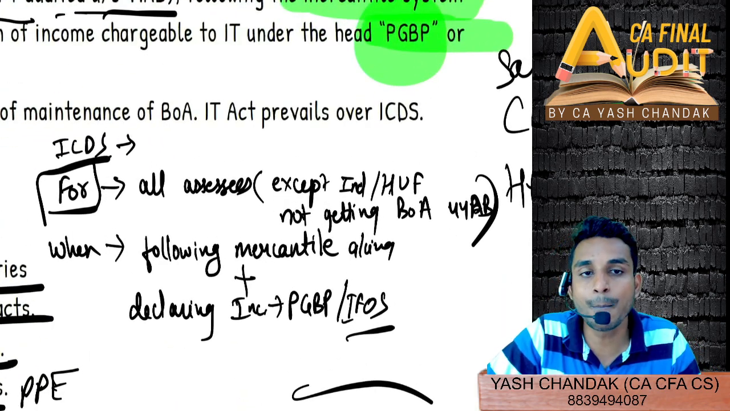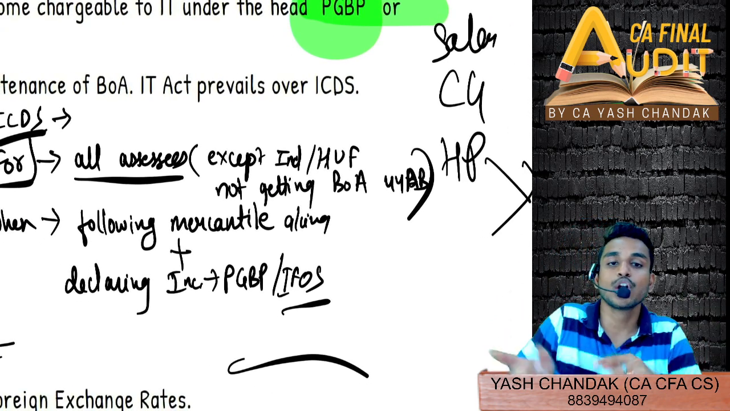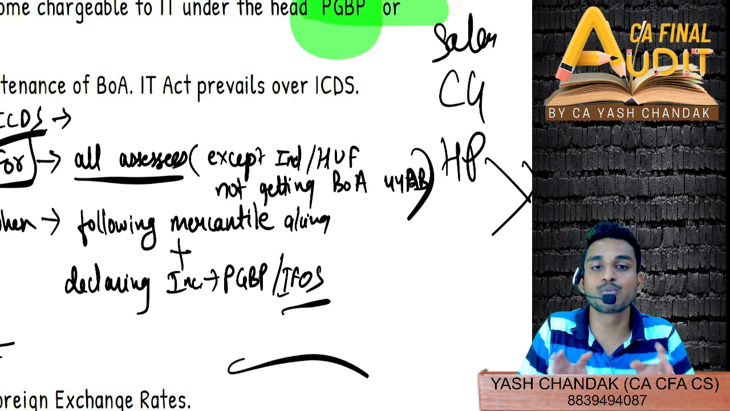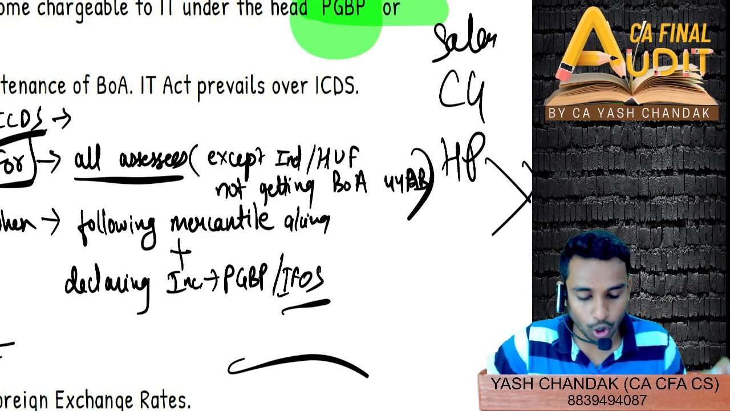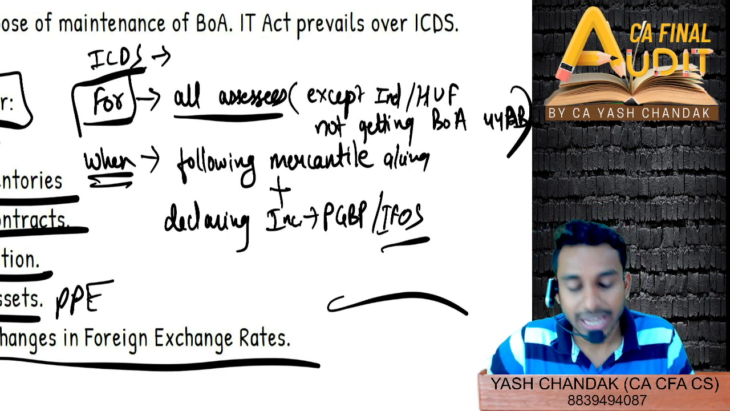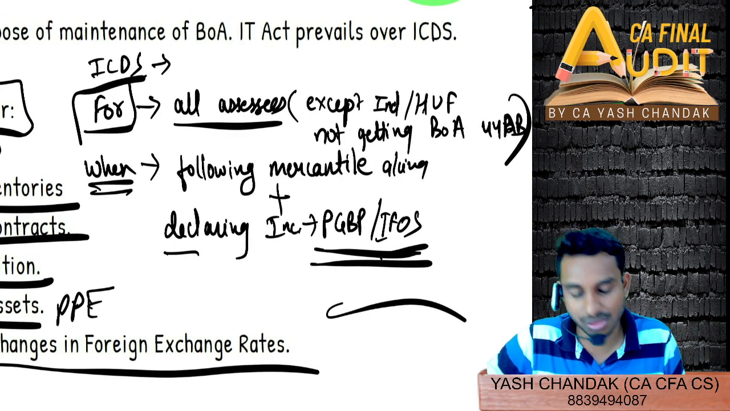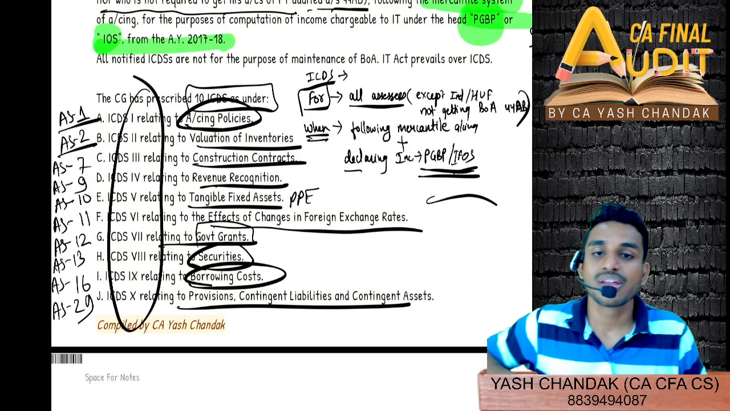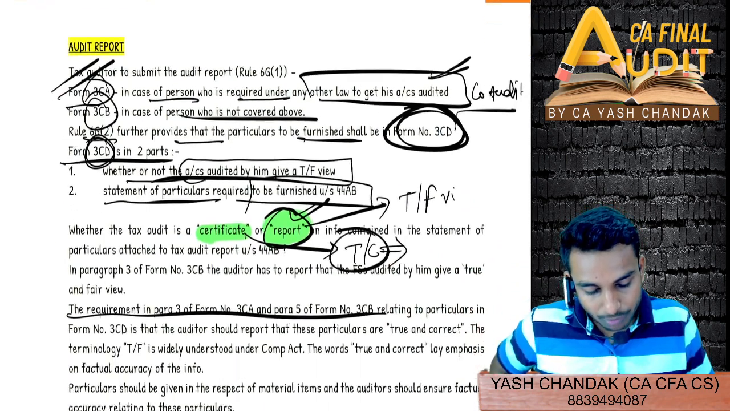And ICDS for whom? ICDS for all assessees except those individuals and HUFs who are not getting their books of account audited in this previous year. If they are not getting their books of account audited, then they need not follow ICDS. Except for them, all the assessees need to follow ICDS. When they are following the mercantile system and declaring income under the head PGBP and income from other sources, I told you all the reasons. Similarly, these are the ICDS which have been specified by the central government, notified in the official gazette of India. Then the audit report, we talked about it already.